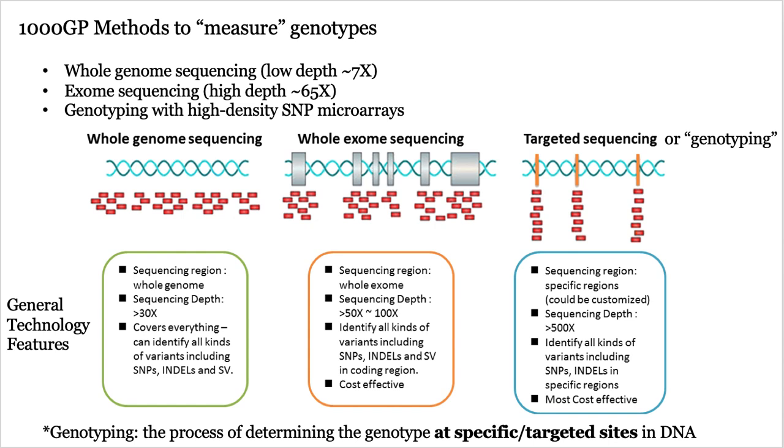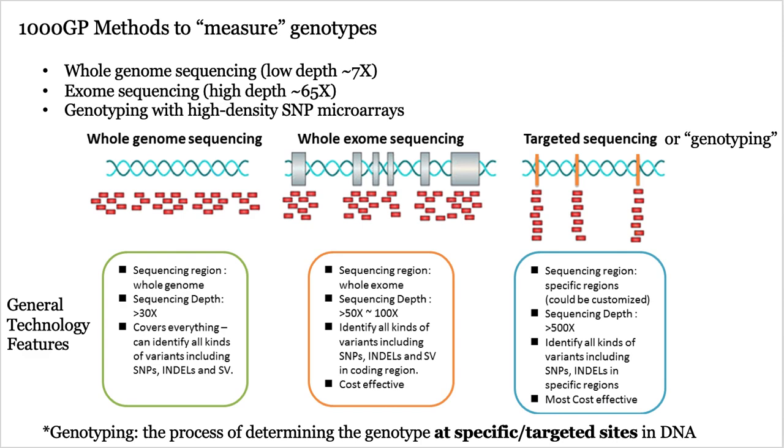You can do a targeted sequencing and get to know the genotype for this specific position. So this technology is called genotyping. It's genotyping by doing a sequencing. And there are other different technologies you can use to do genotyping. It's called microarray. We're going to talk about it next lecture.